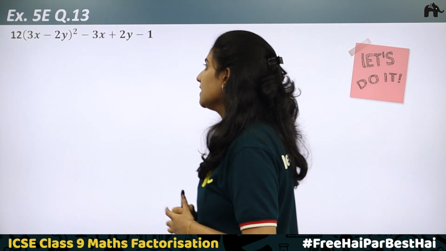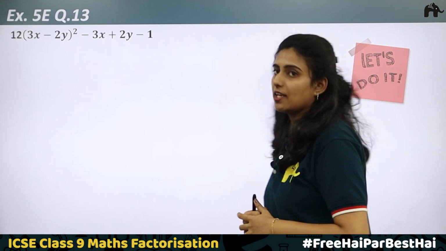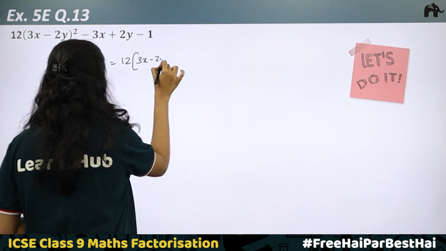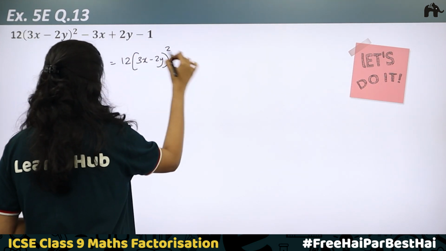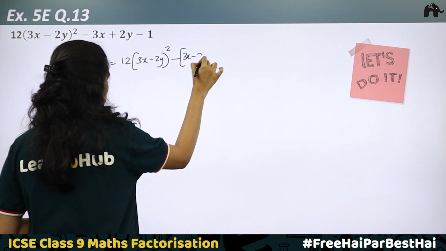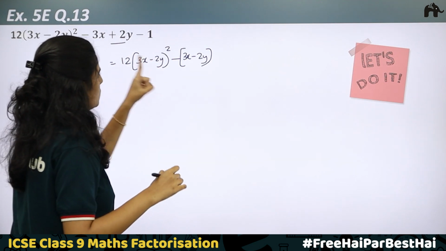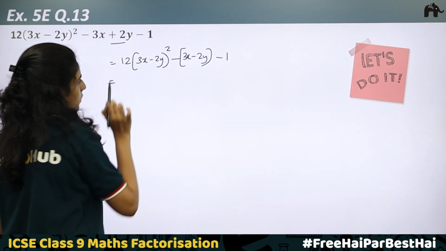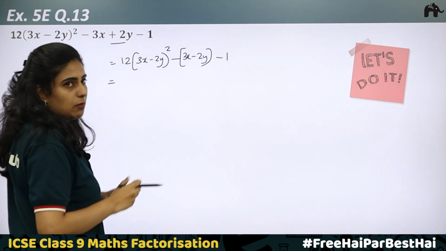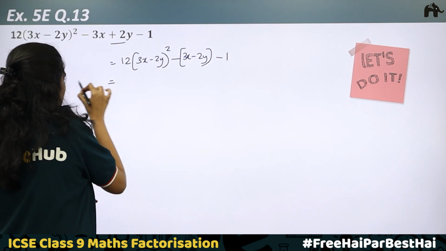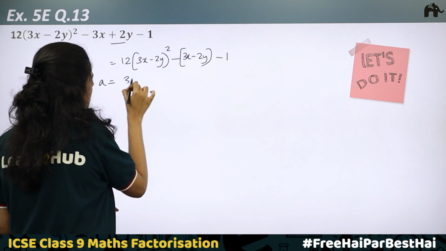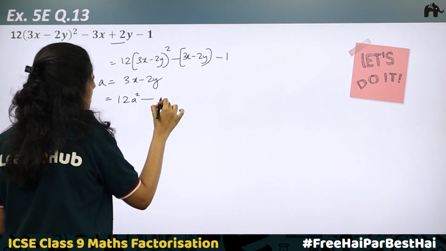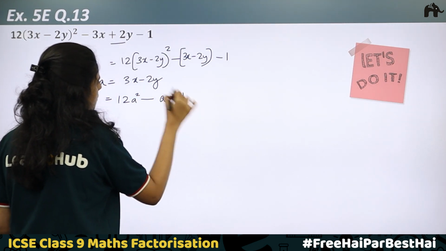12 into 3x minus 2y whole square minus 3x plus 2y minus 1. So this can be written as 12 into 3x minus 2y whole square, minus sign I am taking out, then 3x minus 2y. So here it is plus 2y, plus 2y is minus of minus 2y, minus 1, which is equal to, what we are going to do is, this 3x minus 2y can be taken as some variable. Let's say a is equal to 3x minus 2y. So the expression becomes 12a square minus a minus 1.